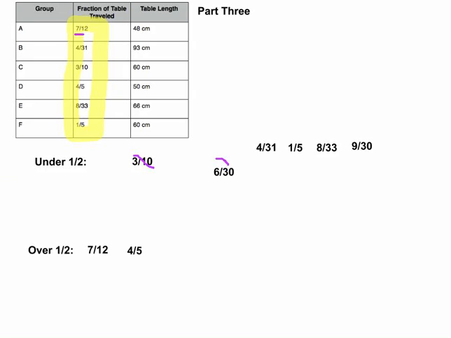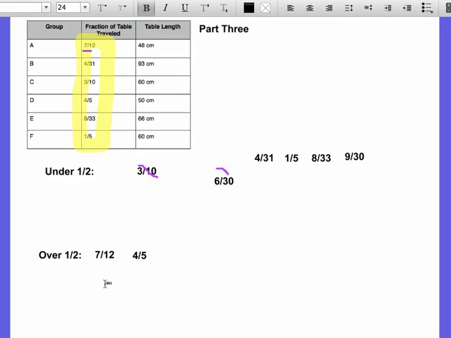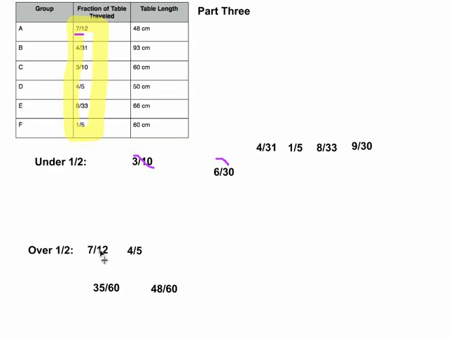But if we want to make them common denominators, they both go into 60. So to get 12 into 60, it's times 5. So this is like 35 out of 60. Or to get 5 into 60, it's like times 12. So 12, 24, 36, 48. So it's like 48 out of 60. So we can see this one's definitely bigger. So we're going to put it like this.